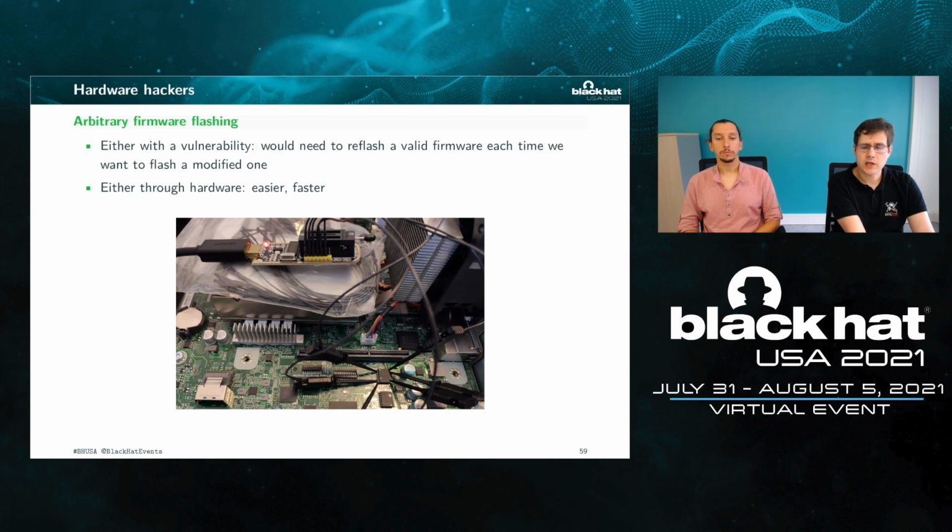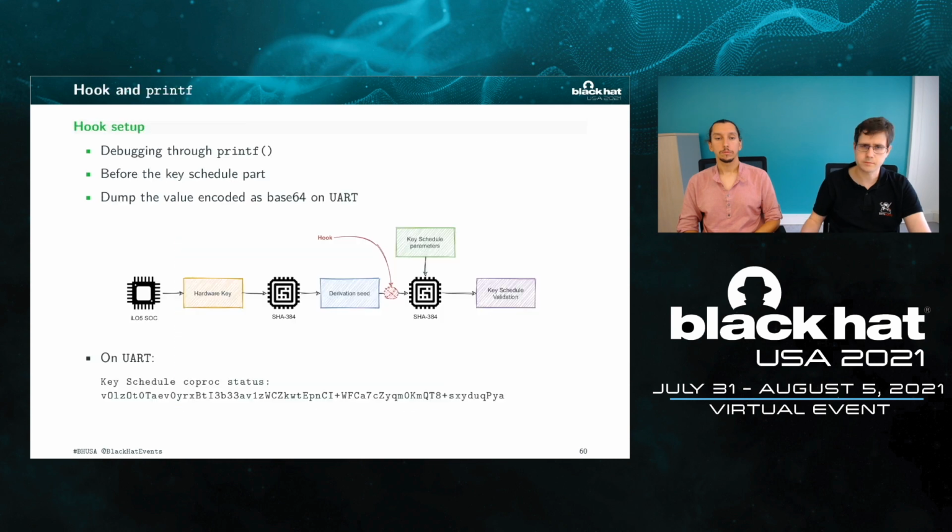How can we flash an arbitrary firmware on iLO? We have two solutions: either with a vulnerability in the firmware, but it will need us to reflash a valid firmware each time we want to flash a modified one, or through hardware. In fact, we can directly interface with the SPI flash and write our firmware. So that's what we did. It was easier and faster for us.